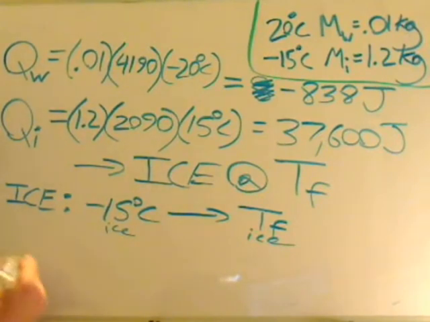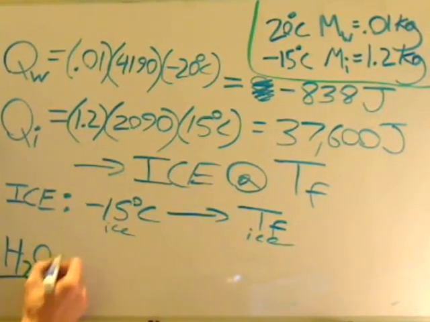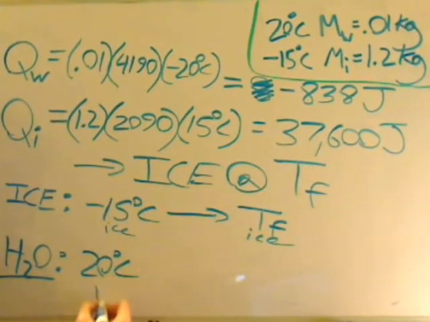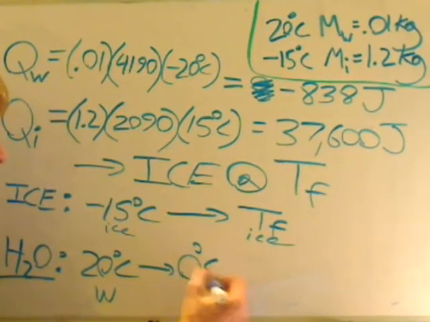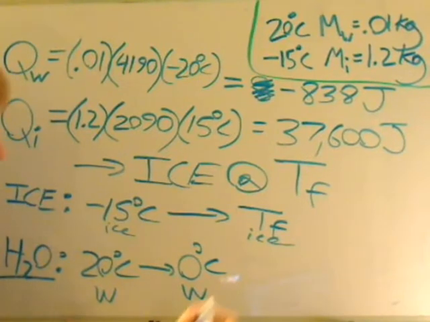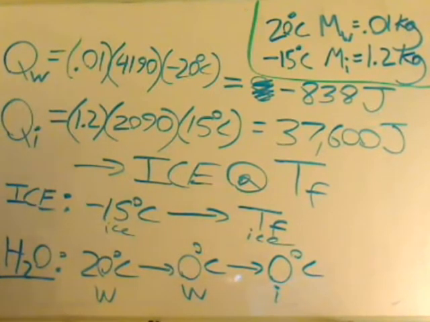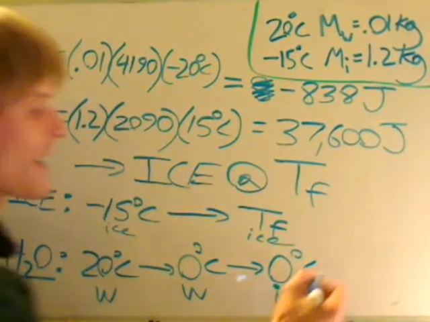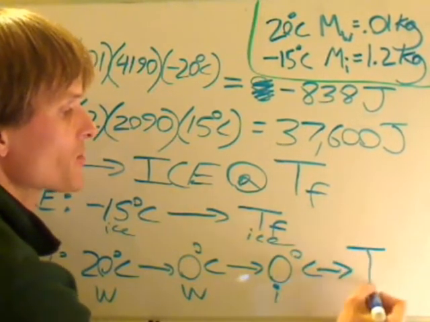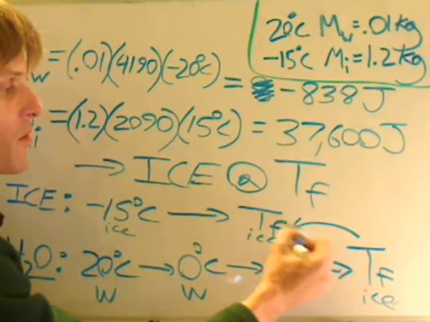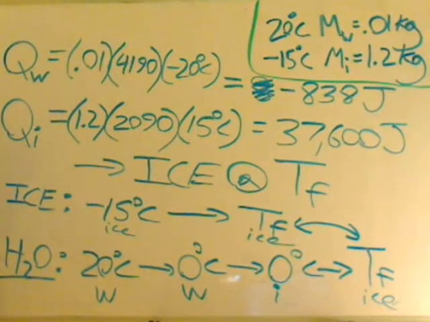Now what about the liquid water? Well, it's 20 degrees Celsius water. Again, water refers to liquid water here. Now, to get to this final temperature of ice, it has to warm up to 0 degrees Celsius water, but then it has to change phase. It has to become 0 degrees Celsius ice. And then it has to cool again to the final temperature, which is ice. So that now both our samples are at the same final temperature.